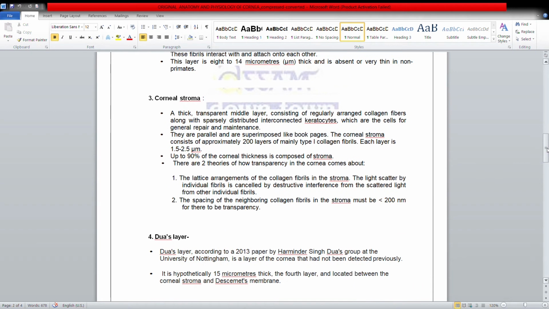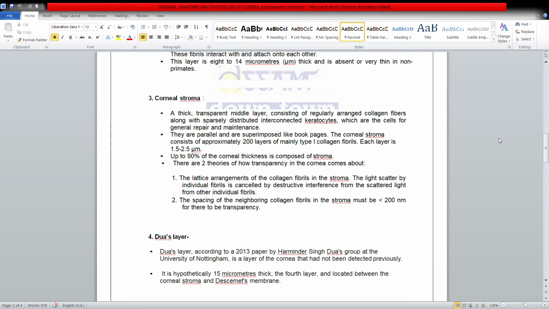Now the third layer is the corneal stroma. It is a thick, transparent middle layer consisting of regularly arranged collagen fibers along with sparsely distributed interconnected keratocytes, which are the cells for general repair and maintenance. They are parallel and are superimposed like book pages.